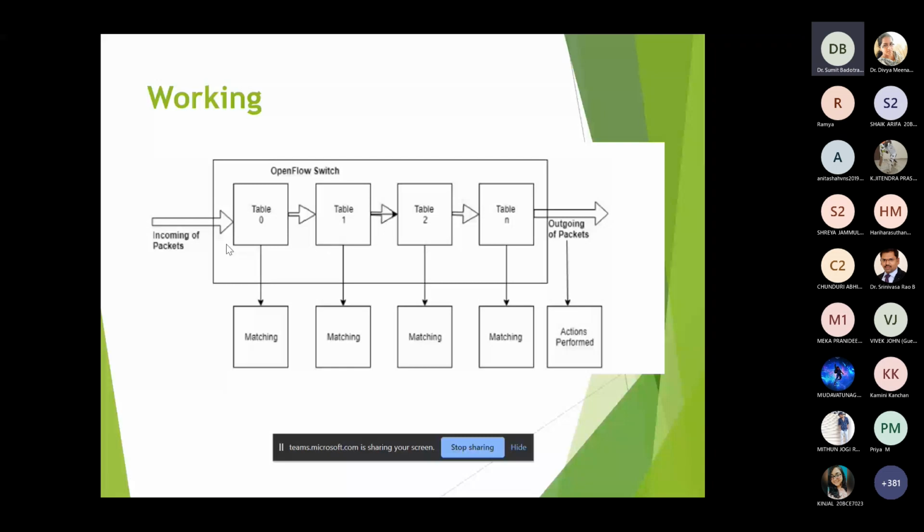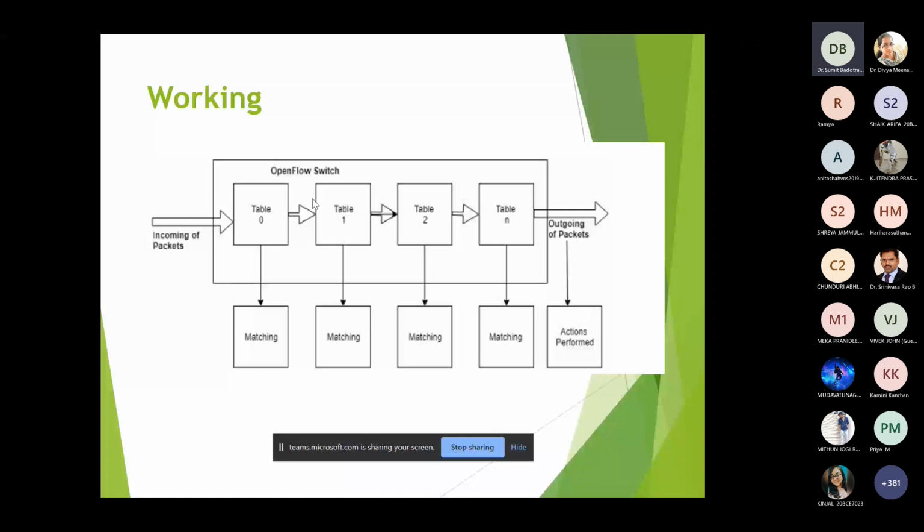First of all, it will check with table number 0. If the match is found, then it is okay. It will send that packet to the destination. If the match is not found in table 0, then it will check the second table, and so on, up to table number n. If the match is found in any of the tables, then it is fine. Else, in the other cases, it will create a packet out event, in which it will ask the SDN controller about the changes that it needs to do.